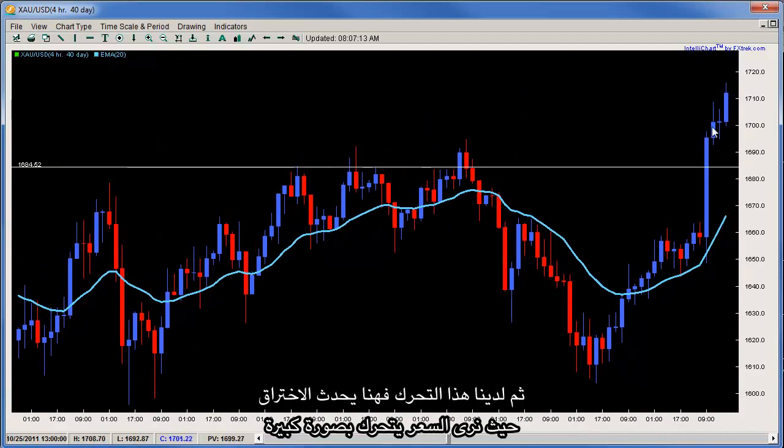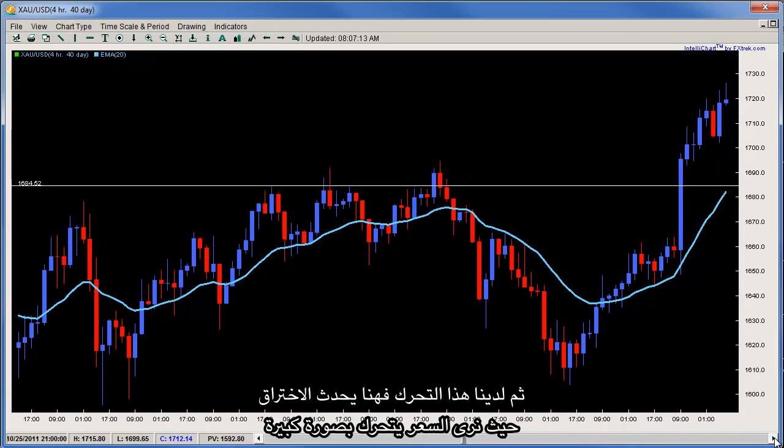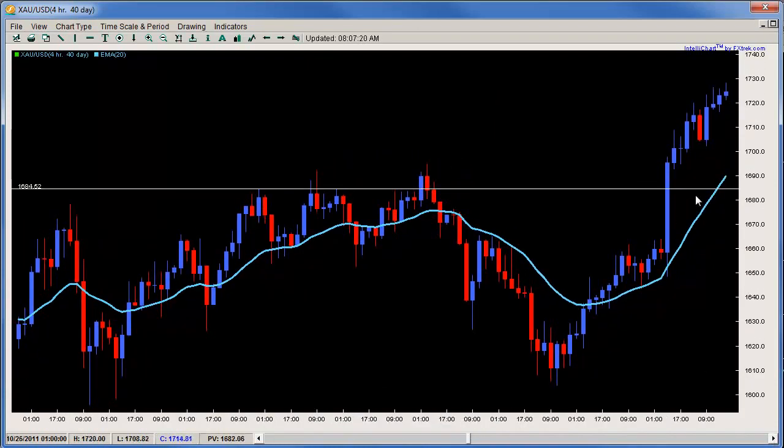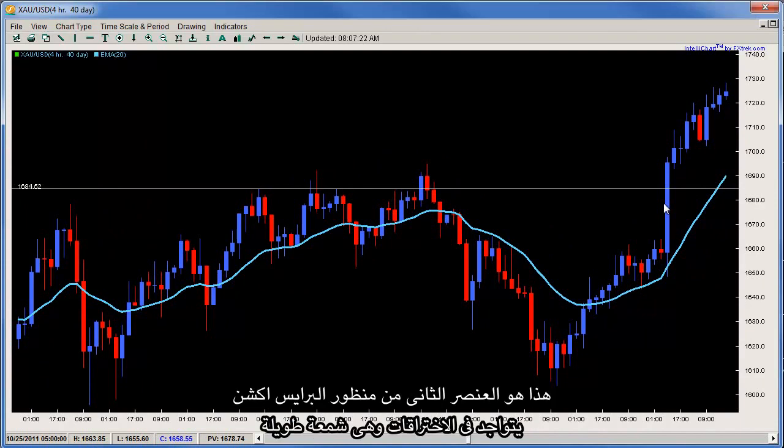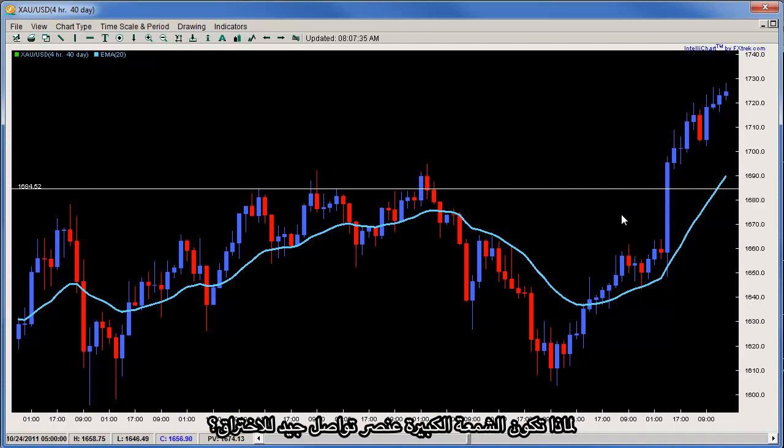But then we have this little move right here, and this is where the real breakout happens, and we can see it makes a very nice run after that, breaking out these key levels. Now this is the second component from a price action perspective that is a very common element in breakouts, usually a very large trigger candle. Now why is a large candle very communicative of a breakout?